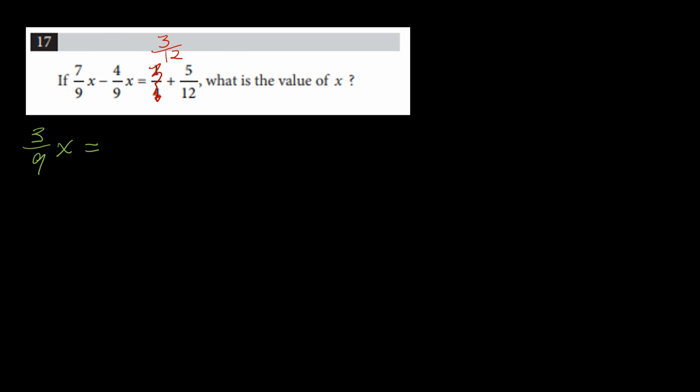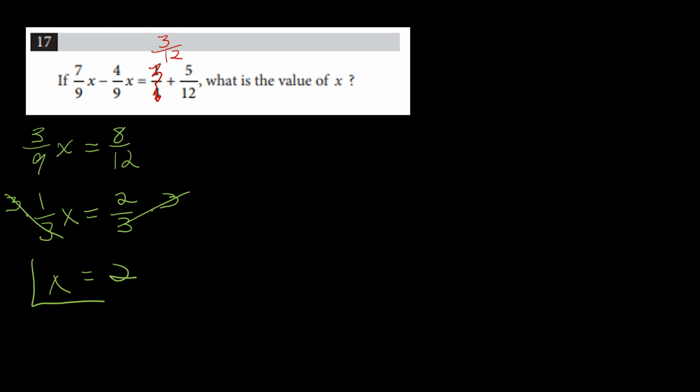3 plus 5, adding our numerators, gives us 8 over 12. Simplifying, 1/3 x equals 2/3. Multiplying by 3 on each side. 3 is going to cancel. 3 is going to cancel. I'm left with x equals 2.